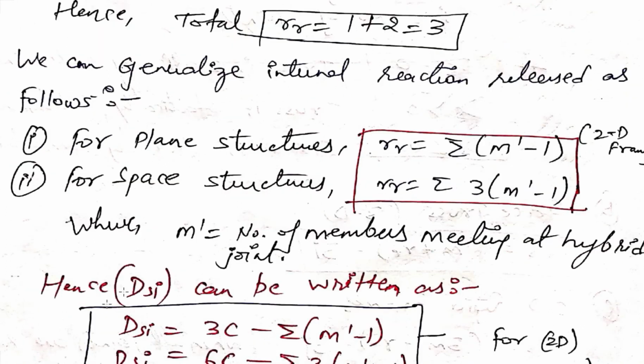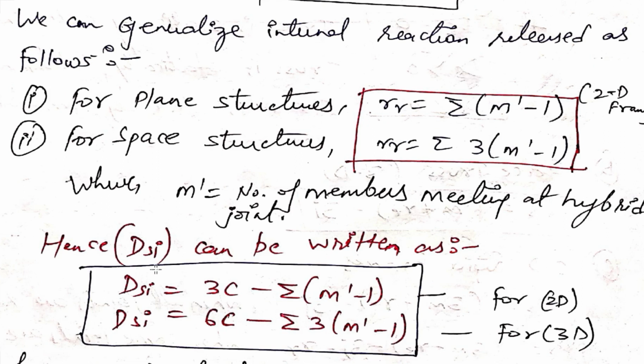Hence DSI, that is your internal static indeterminacy, can be written as 3c minus summation of m dash minus 1, where the summation is your RR value for 2D. And DSI is equal to 6c minus RR, that is 3 times m dash minus 1, for 3D. By this way you can calculate your DSI value.